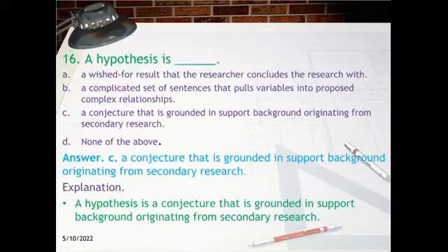16. A hypothesis is a wished-for result that the researcher concludes the research with. A complicated set of sentences that pulls variables into proposed complex relationships. A conjecture that is grounded in support background originating from secondary research. None of the above. Answer. C. A conjecture that is grounded in support background originating from secondary research. Explanation. A hypothesis is a conjecture that is grounded in support background originating from secondary research.